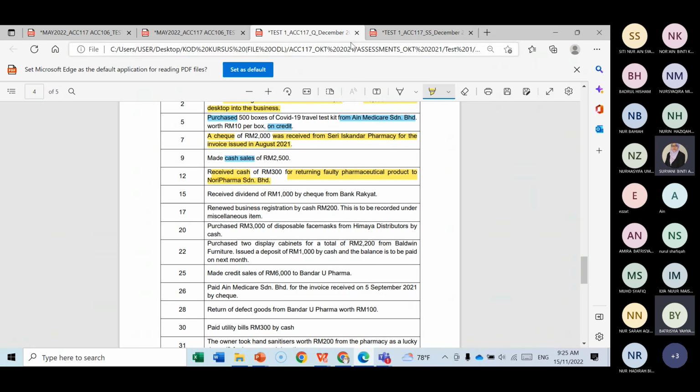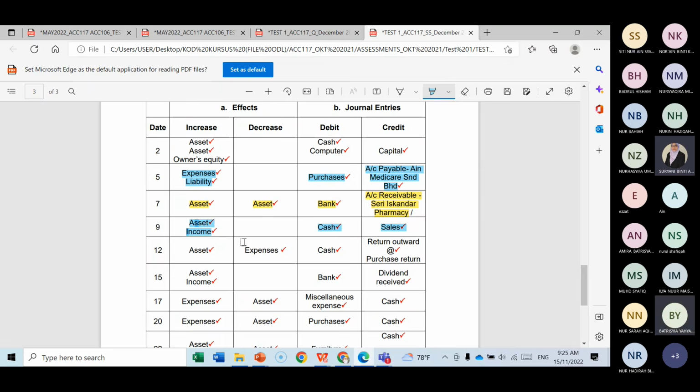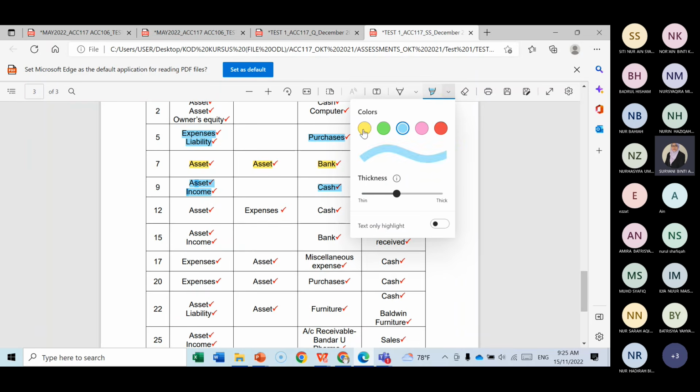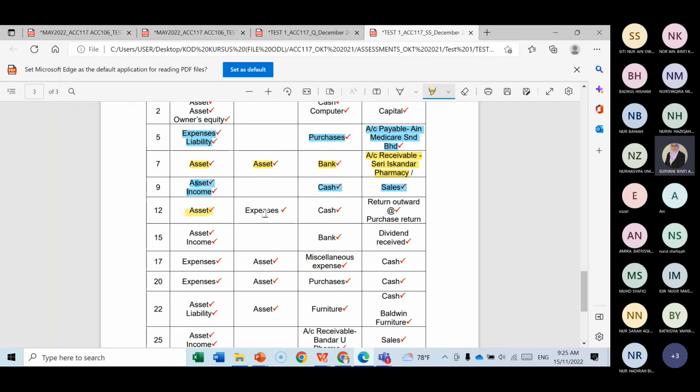Expenses. Very good. Okay. So you get the concept ready? Well done. Increase in asset. Why increase? Because you receive the cash money. Okay. You debit the cash account.